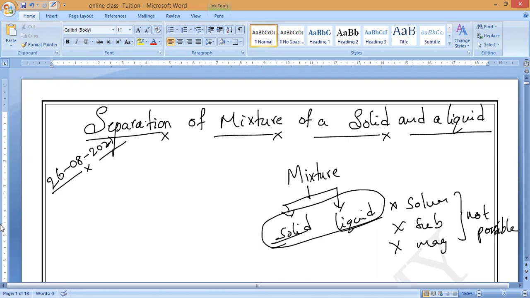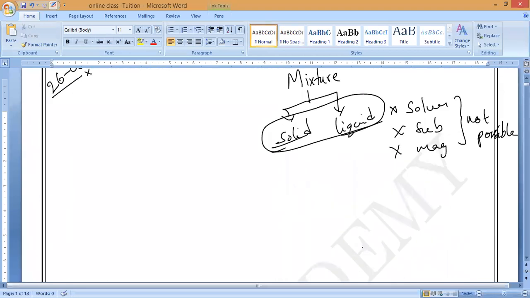So that is why we have to go to some other kind of physical methods or physical processes which we use to separate a mixture of a solid and a liquid. Let us discuss what those methods are, with examples of each and every method, one by one. Around 6 methods we use to separate the solid liquid mixture. One by one we'll study very clearly.